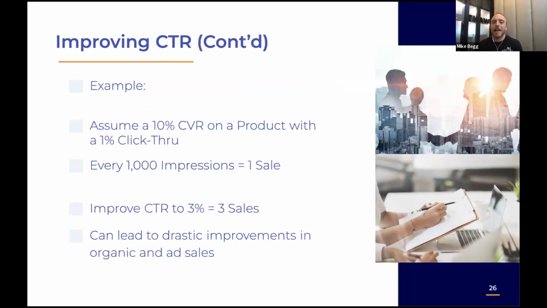I'm going to give a quick example of that. If we assume that we have a 10% CVR, a 10% conversion rate on a product with a 1% click-through rate, for every 1,000 impressions, you're going to get one sale. Now, if you improve that click-through rate to 3%, which is a pretty big improvement, that's 3 sales per 1,000 impressions. Now, when we're looking at impressions on the Amazon platform, 1,000 impressions can cost anywhere from $3 to $10 if you're using a CPM model on an ad.